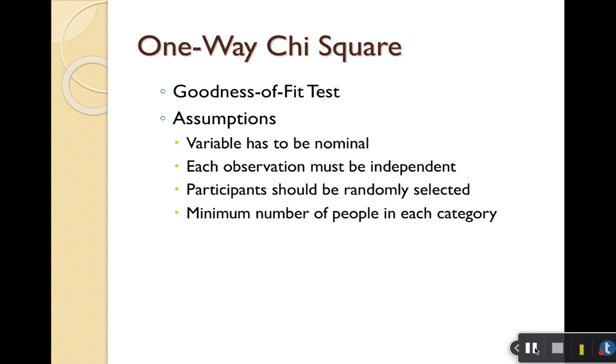So a couple of assumptions with our chi-square goodness of fit test. Again, our variable has to be nominal. We would like each observation to be independent, so we're not surveying the same people multiple times. In a perfect world, we'd like to randomly select our participants. That might not always be possible though. And we want to strive for a minimum number of people in each category. And with this last assumption, there's a little bit of controversy, but I think a good rule of thumb is you would like to have at least 5 sample observations in each condition.